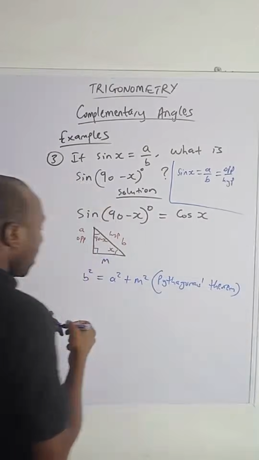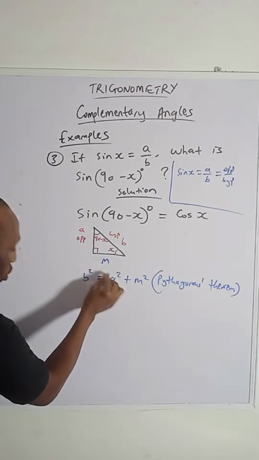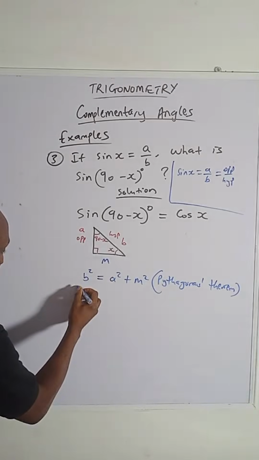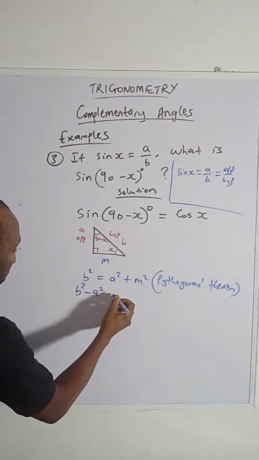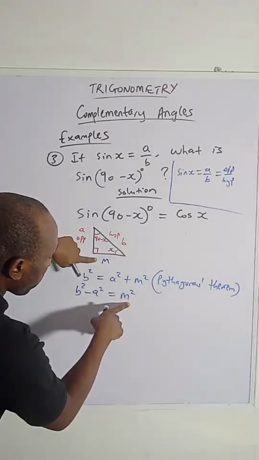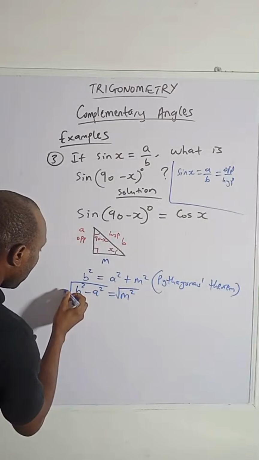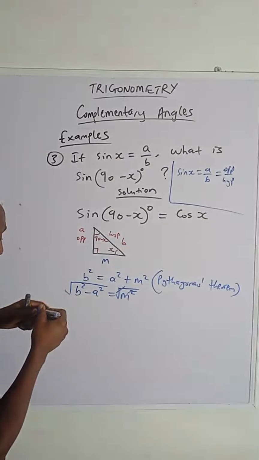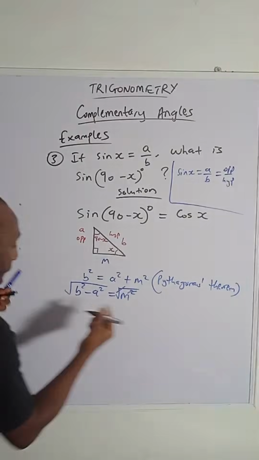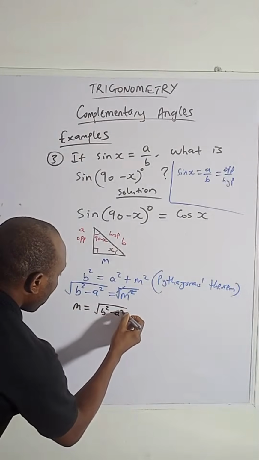Okay? And since we need to get what m is, let's move this over to the left-hand side. So you have b squared minus a squared is equal to m squared. But we need to get m, not m squared. So we square root both sides. This as well, okay? And this cancels this. So what do we have now? We have that m is equal to the square root of b squared minus a squared.